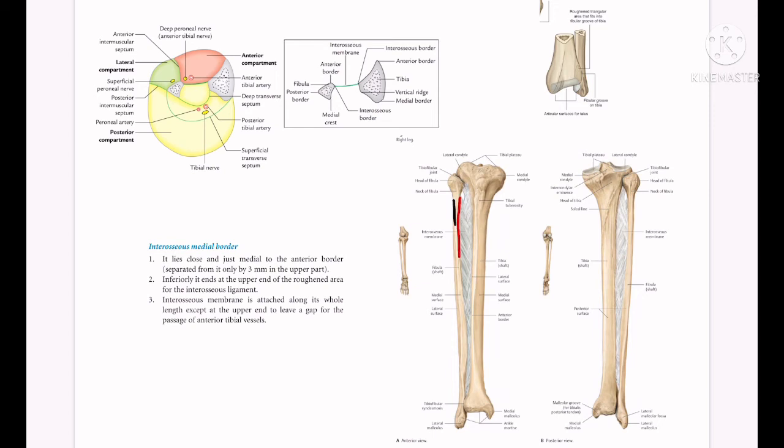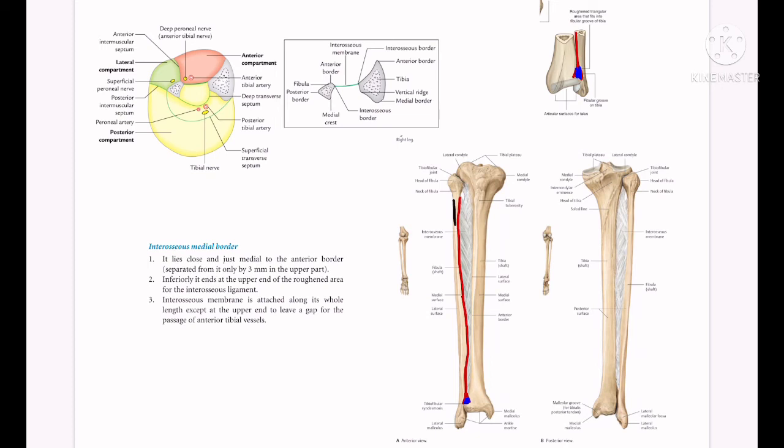And along the length, it gives attachment to the interosseous membrane, going down and down, and ultimately it ends up at the upper end of a roughened triangular area. So it kind of splits into a roughened triangular area. When we enlarge this view, we can see that the interosseous border is splitting into a roughened triangular area like that, which gives attachment to the interosseous ligament. So the roughened triangular area is the attachment of the interosseous ligament, which connects the inferior aspect of both the tibia and fibula. Over here, interosseous ligament attachment.